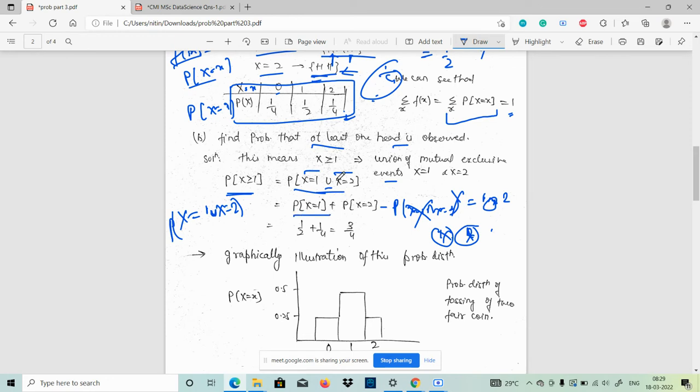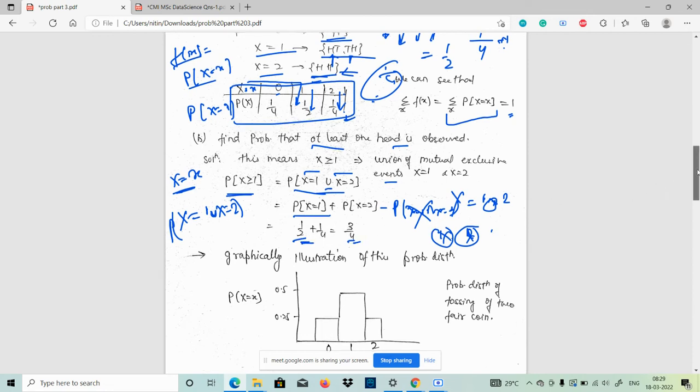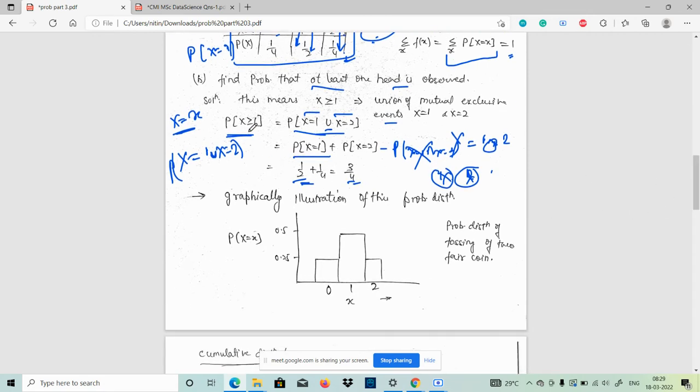So the probability that X is equal to 1 is 1 by 2, and the probability that X is equal to 2 is 1 by 4. The probability mass function gives you the probability of that random variable at a specific point. If you want the probability of X equal to 1, just look at the corresponding probability in the distribution. That is what a probability distribution function means. Adding these gives the required probability that at least one head is observed.